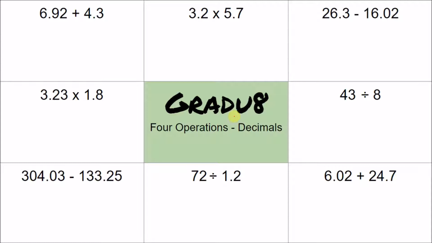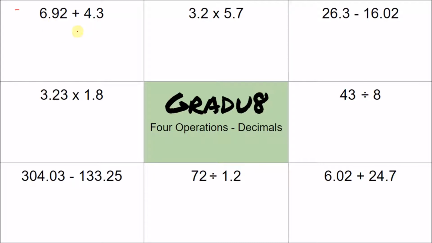Okay, hopefully you've unpaused the video now and there's a chance to go through each of these. You'll have noticed obviously there's a range of different questions here. You've got addition, subtraction, multiplication and division, all to do with your operations. Okay, so I'm going to start up in this corner up here. I'm going to have a look at this question, 6.92 add 4.3.